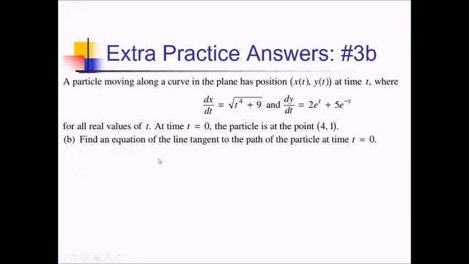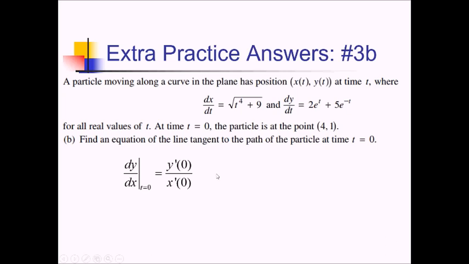For this part, they want an equation of the line tangent to our path of the particle at time 0. So for a tangent line, I need an x value, a y value, which I actually already have because they said at time 0, this is the point that we're at. And I also need the slope. I need dy over dx specifically. So to get dy over dx parametrically, at 0, I need to do y prime of 0 over x prime of 0. That's how it works with these parametrics.